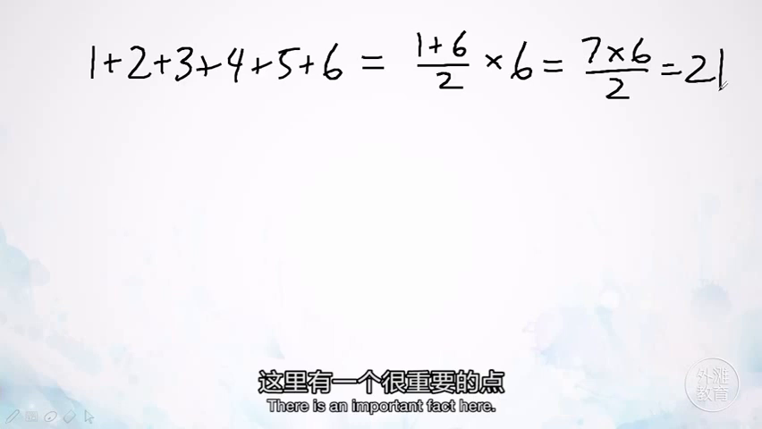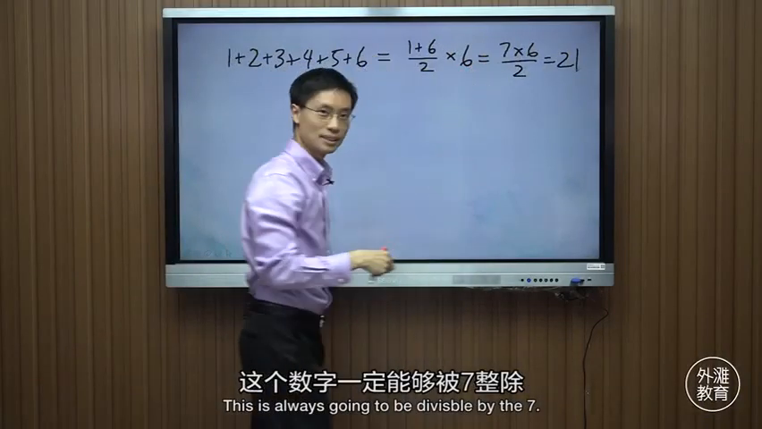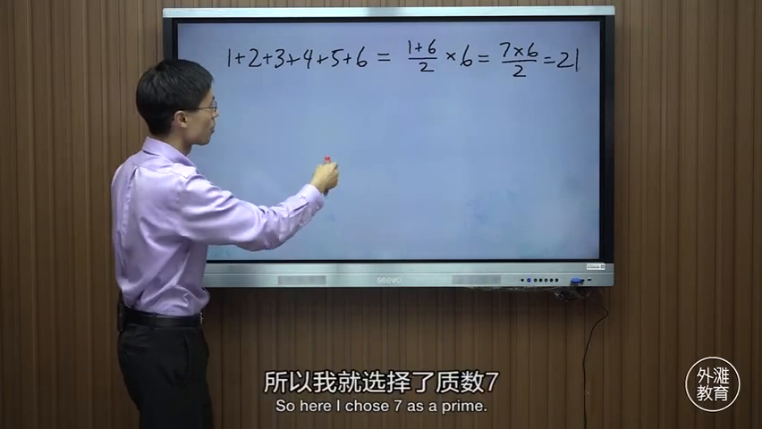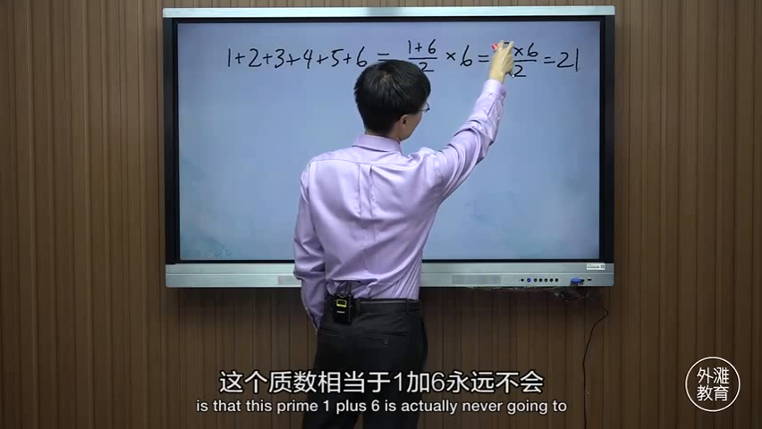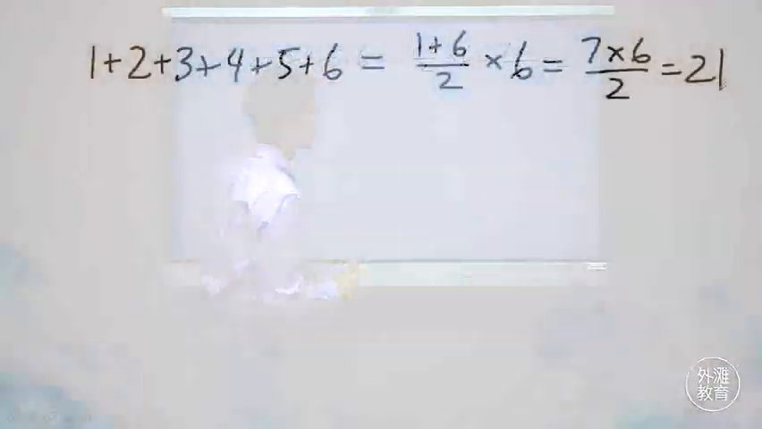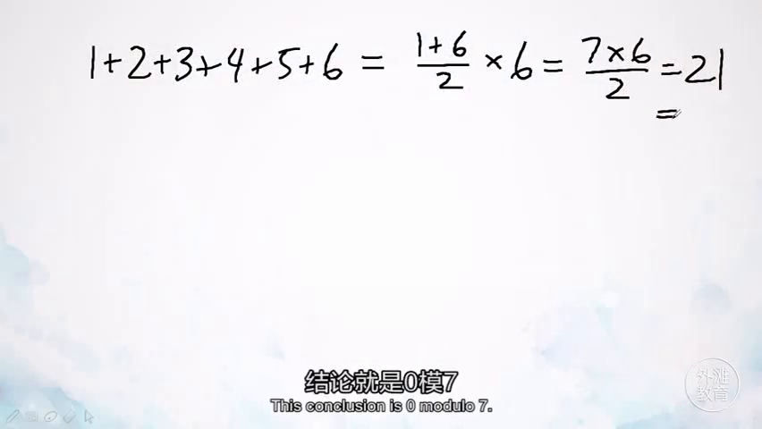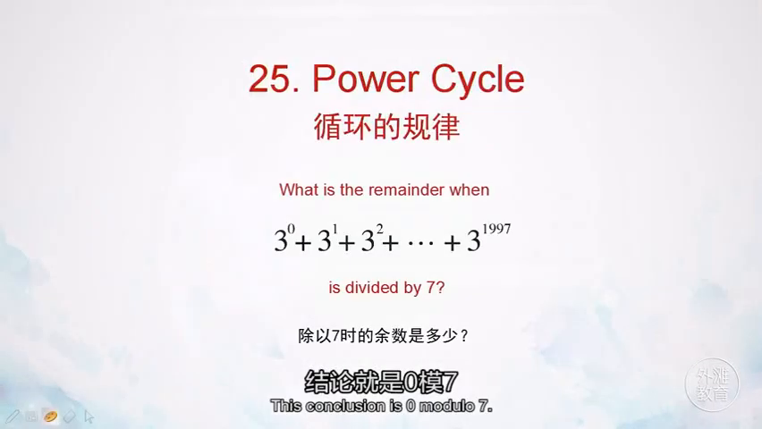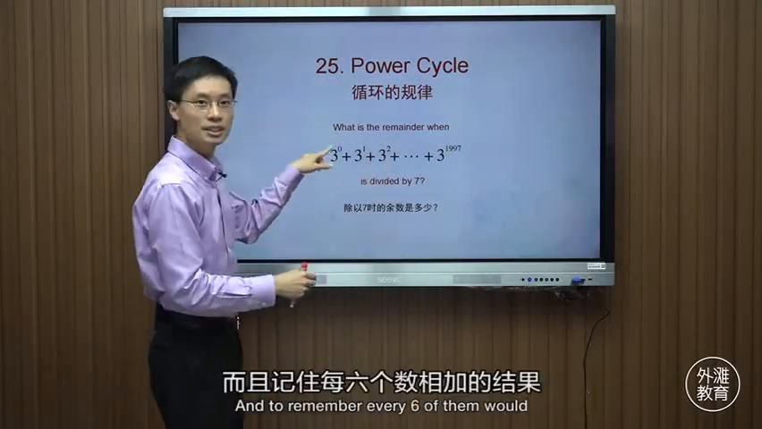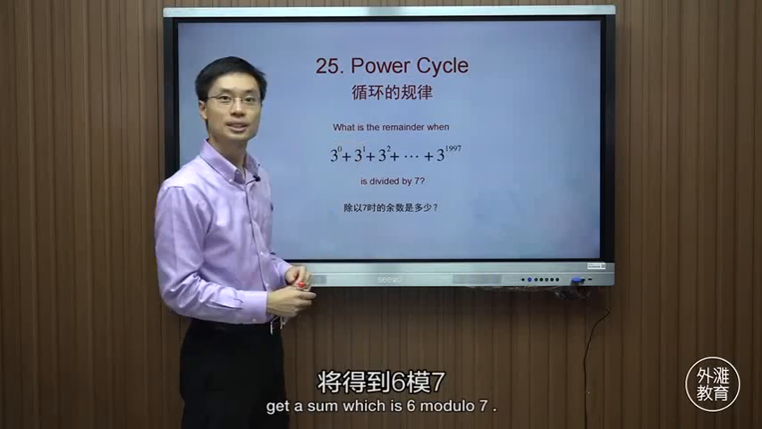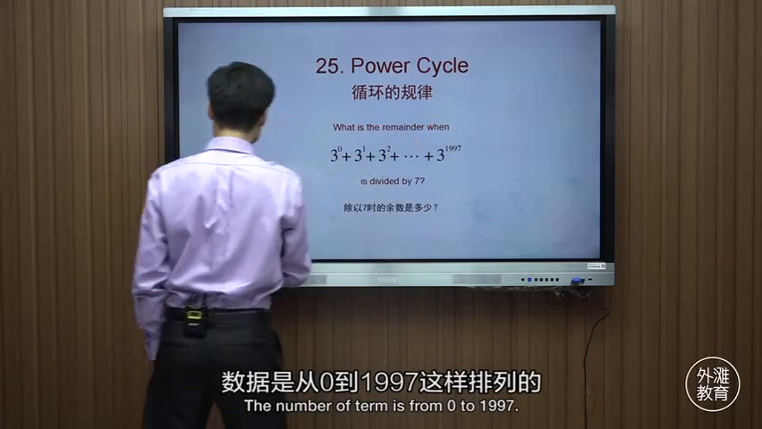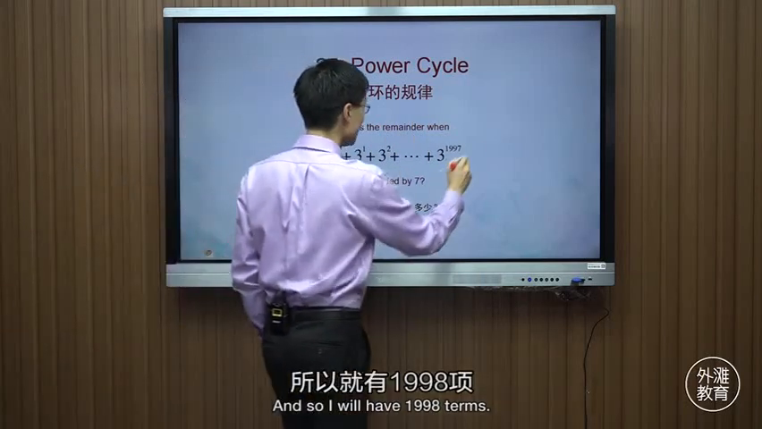There's an important fact here. This is always going to be divisible by the 7 because 7 is prime. So here I chose 7 as a prime. And so what happens here is that this prime, 1 plus 6, is actually never going to be cancelled by the thing underneath. That's actually important. This is congruent to 0 modulo 7. So all that's left is to figure out how many terms there are and to remember that every 6 of them will get a sum which is 0 modulo 7. The number of terms is from 0 to 1997, and so I will have 1998 terms.